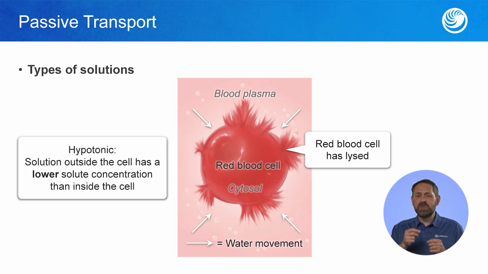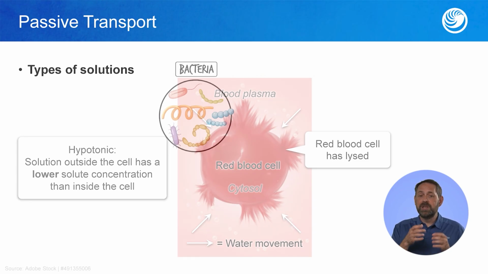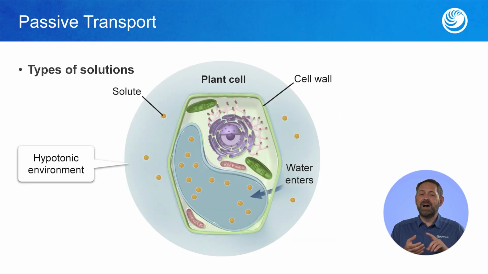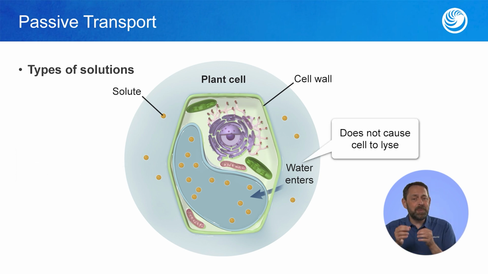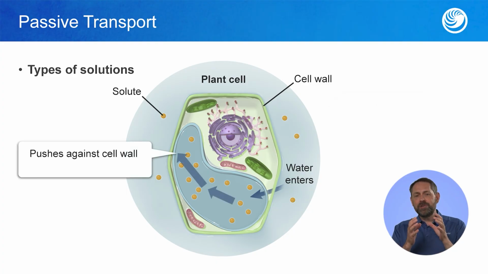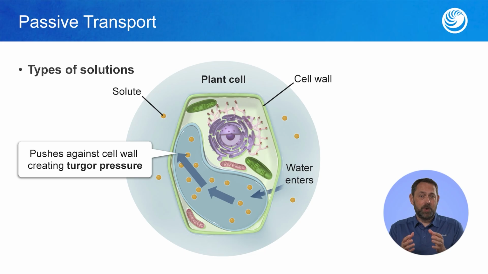In organisms whose cells have cell walls, such as bacteria, plants, fungi, and some protists, a hypotonic environment, such as the one shown surrounding this plant cell, typically does not cause the cell to lyse because the cell wall is rigid and limits cell expansion, which limits water intake. Water entering the cell pushes against the cell wall, creating turgor pressure, which helps keep the cell firm and opposes continued water uptake by the cell.